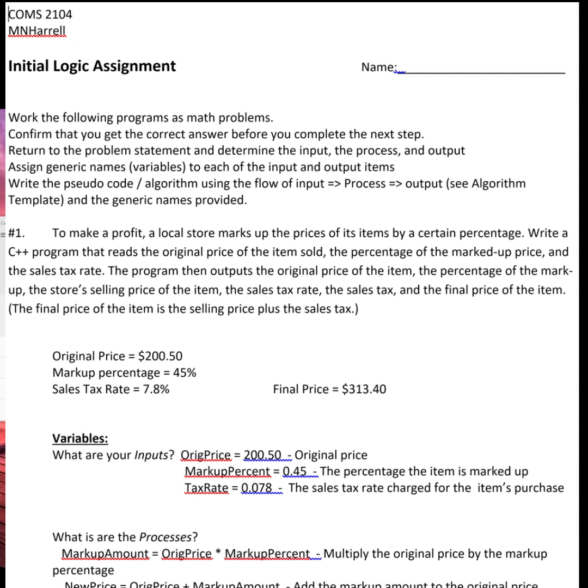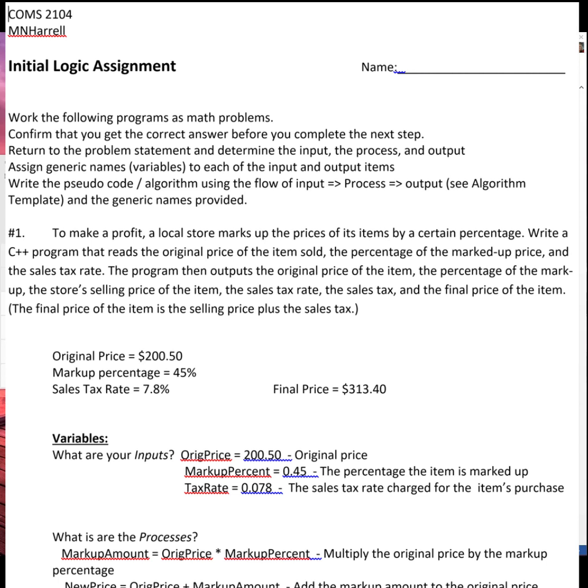All right, so here we go. To make a profit, a local store marks up the prices of its items by a certain percentage. Write a C++ program that reads the original price of the item sold, the percentage of the marked up price, and the sales tax rate. The program then outputs the original price of the item, the percentage of the markup, the store's selling price of the item, the sales tax rate, the sales tax, and the final price of the item. The final price of the item is the selling price plus the sales tax.